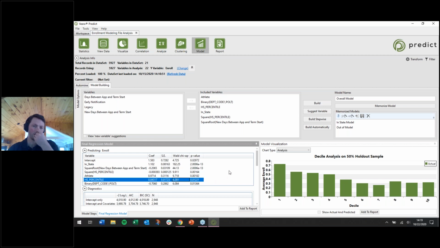Hey, James, we actually have a question here talking about the variables included and not about this view new variable suggestions checkbox. Yeah, absolutely.